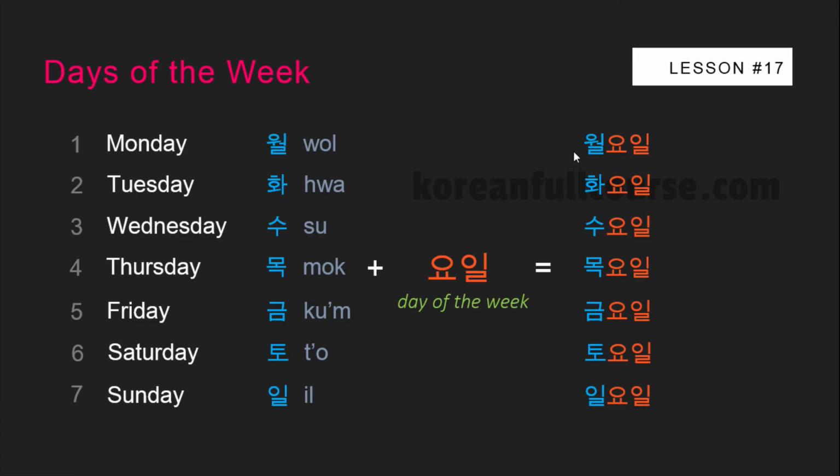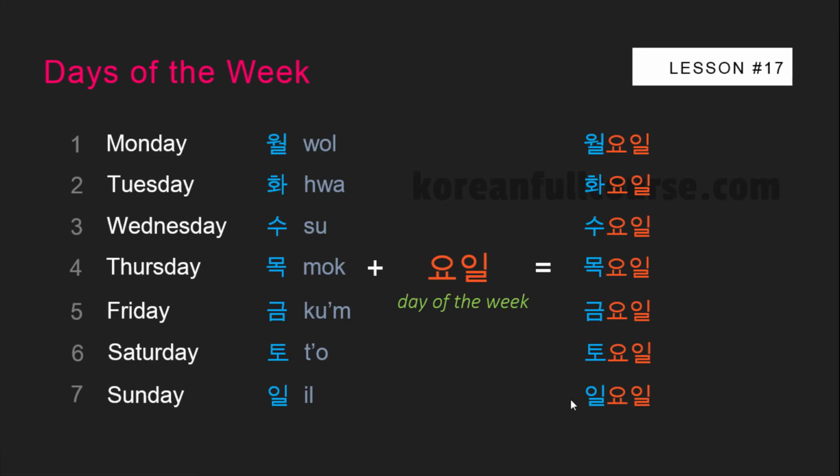월요일 is Monday, 화요일 is Tuesday, 수요일 is Wednesday, 목요일 is Thursday, 금요일 is Friday, 토요일 is Saturday, and 일요일 is Sunday. 월요일, 화요일, 수요일, 목요일, 금요일, 토요일, 일요일.